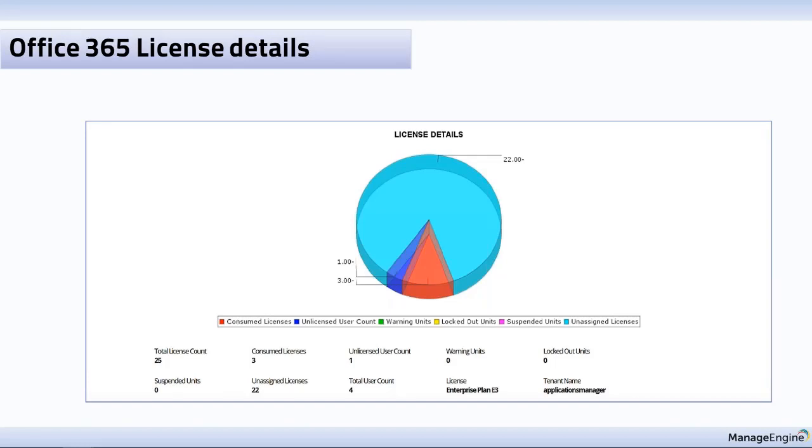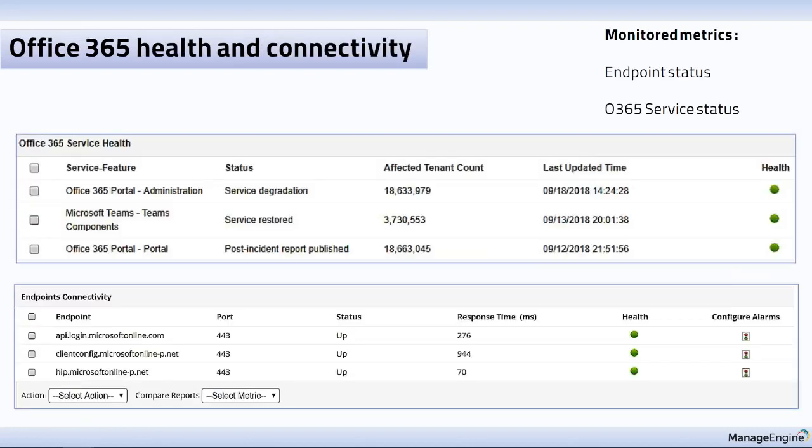Whichever the information is, the same can be identified on the Applications Manager UI, followed by other metrics like the total license count, consumed license, warning units, or suspended units. Besides these, we also monitor the health and connectivity of various services available within Office 365.